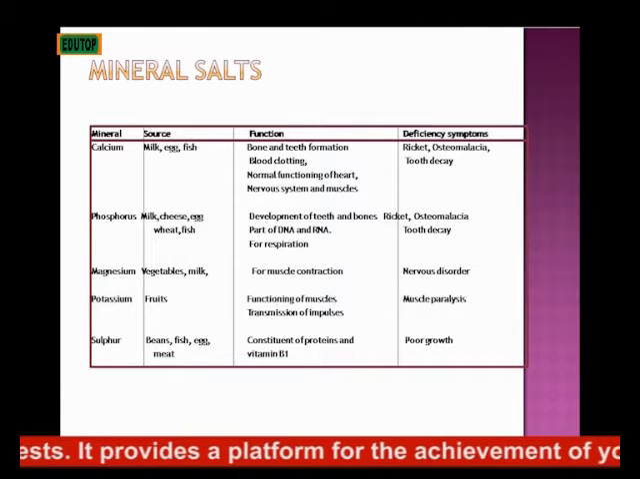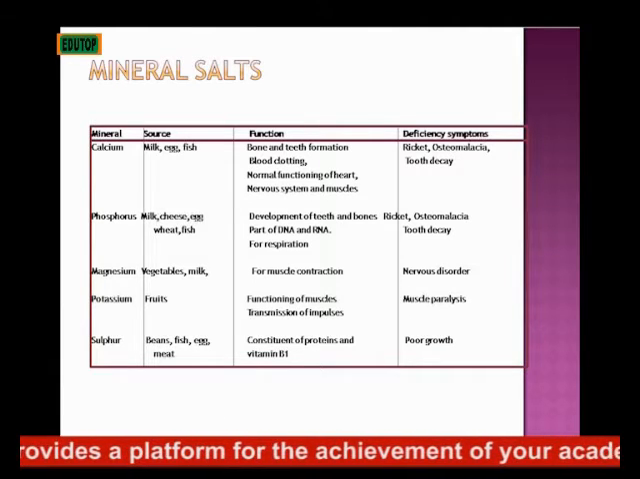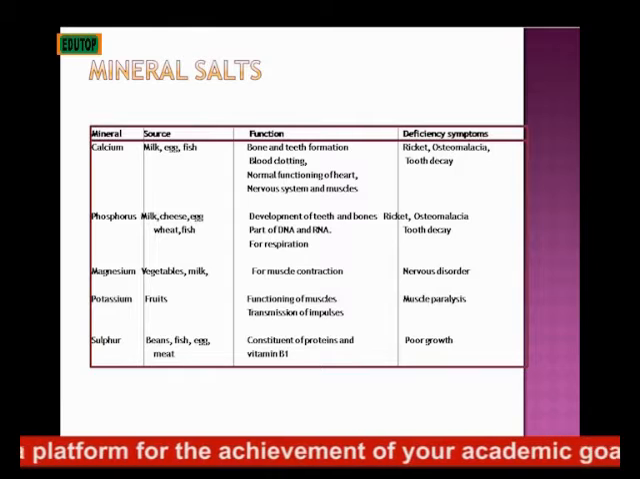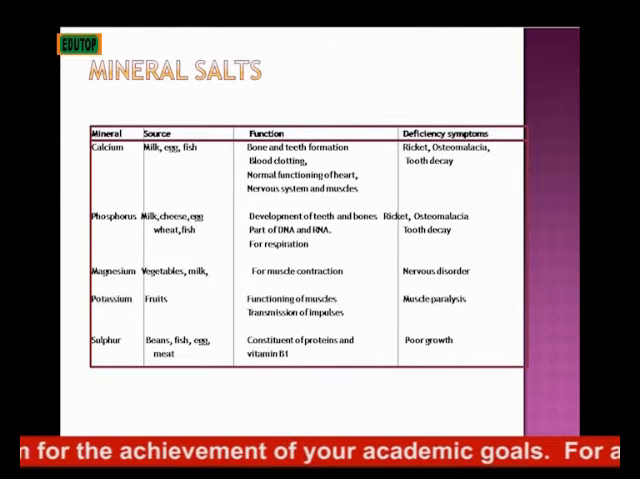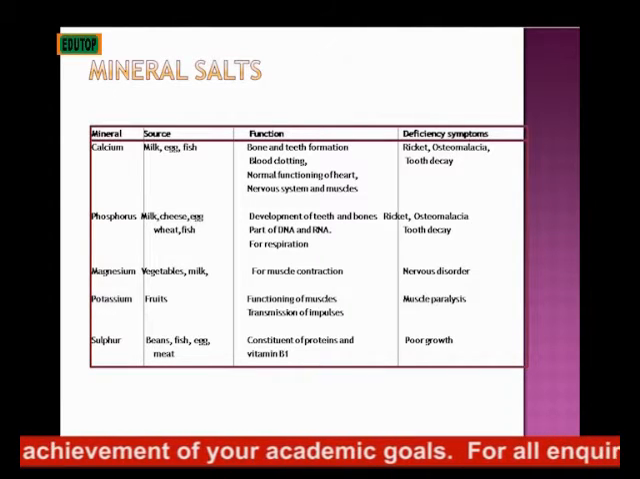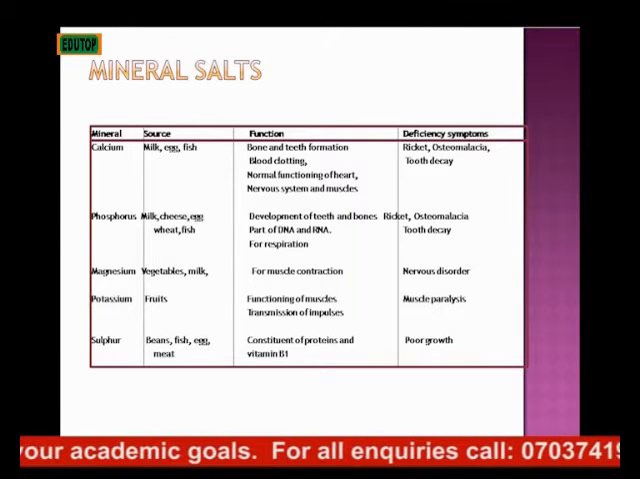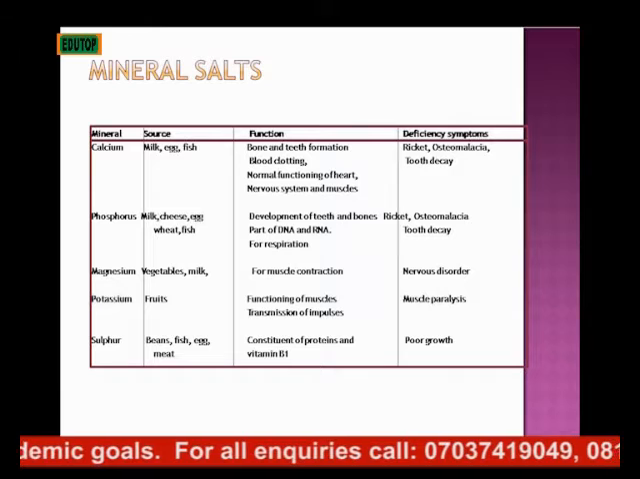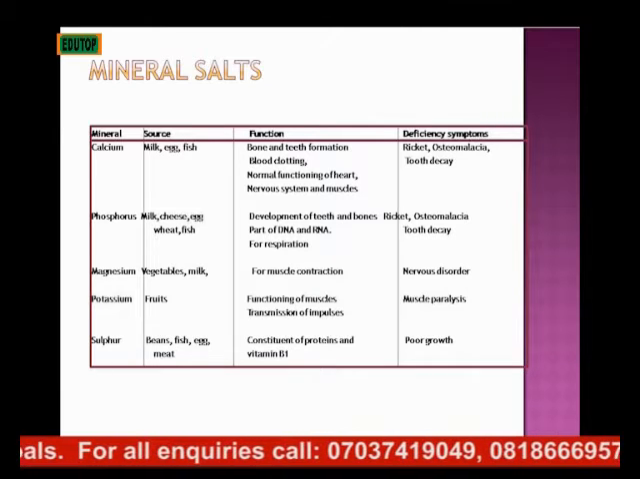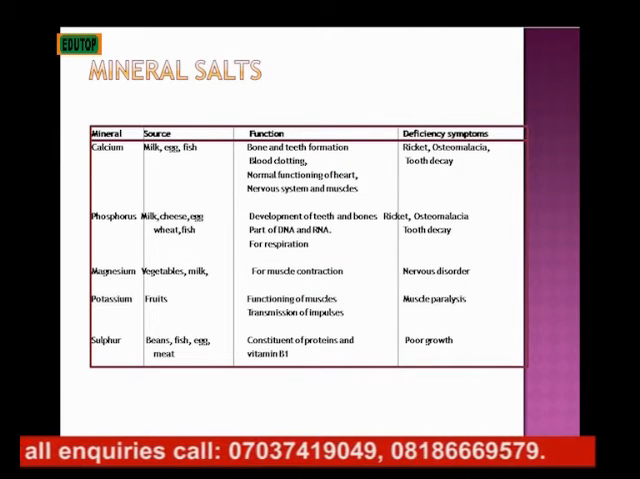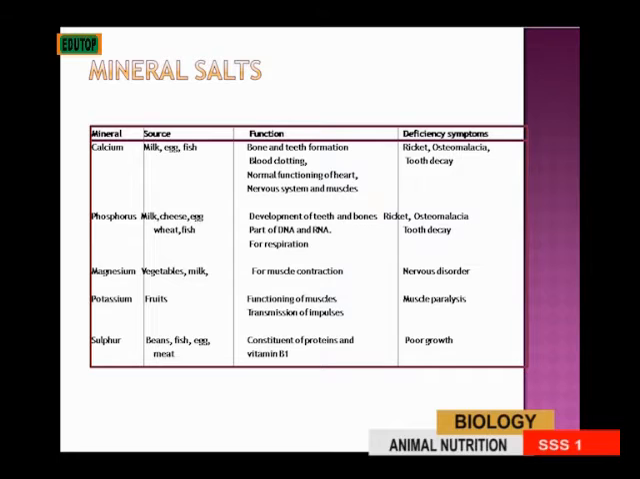Also, another mineral salt is iron. Sources of iron, we have egg, liver, kidneys, and beans. And iron is responsible for the formation of hemoglobin in the red blood cells. It helps the production of red blood cells by the formation of hemoglobin. Then deficiency is what we call anemia, that's blood shortage.